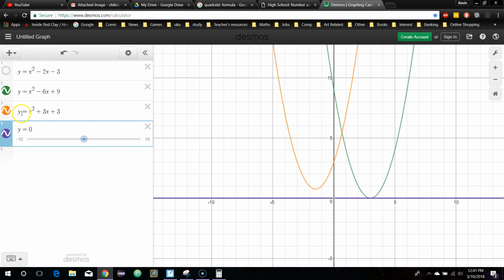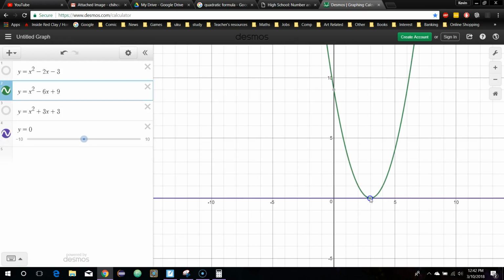Forget about that one. For the one that's in green, which is the second one, when we solved that, we got 1 answer. The reason for that is this graph really just touches your x axis once. Okay, it's right over there, 3, 0. That's the only point it's going to touch. And therefore, we have only 1 answer.